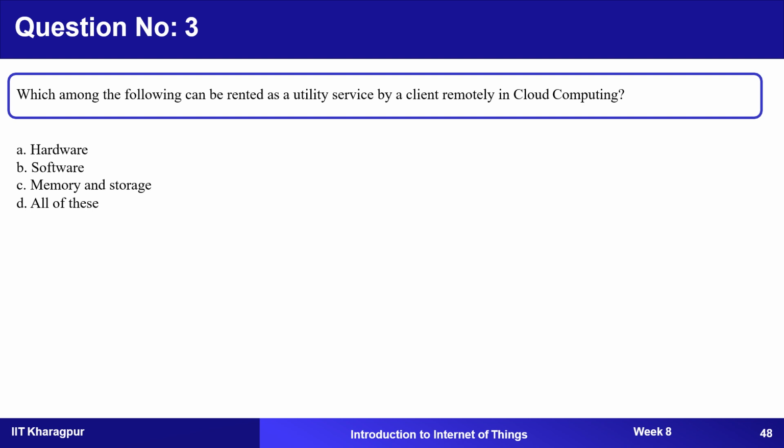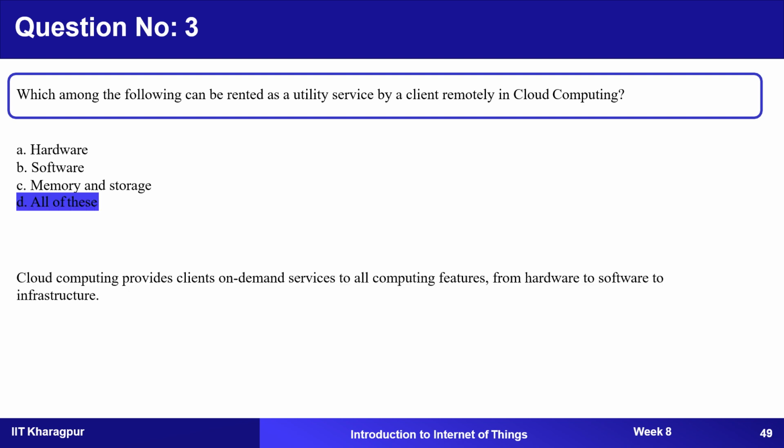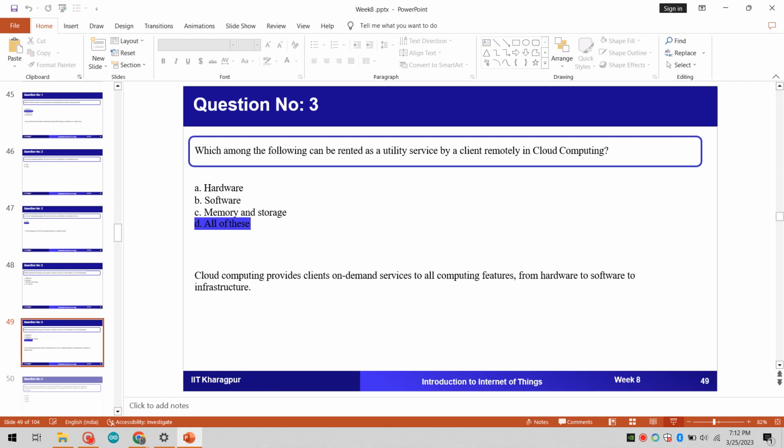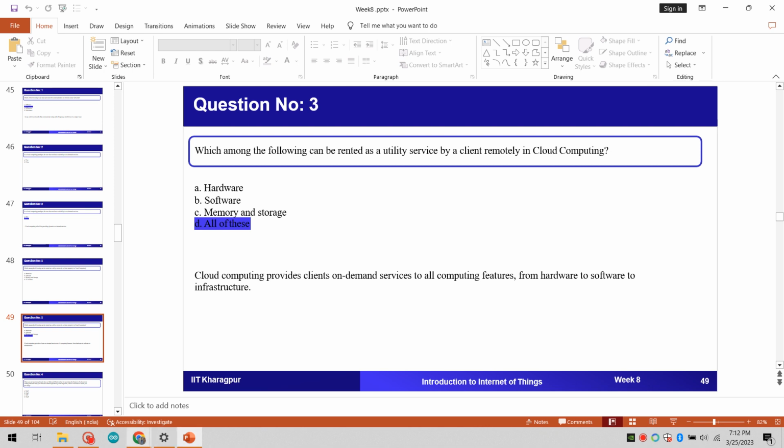So the correct option for this question is all of these, because in case of cloud computing, the clients can access all these things, that is hardware, software and infrastructure, on the basis of demand from the service providers.